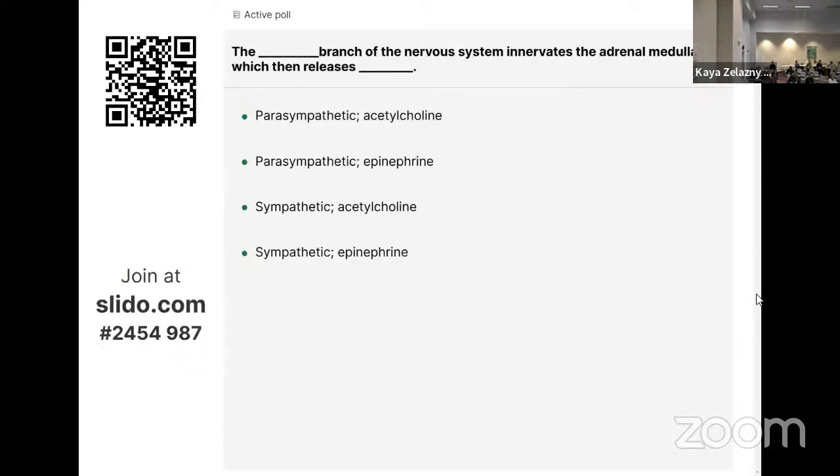Okay. So the question leading us into this next little bit, want to remind me what branch of the nervous system is innervating the adrenal medulla, so that inside part of the adrenal gland. And then what are we releasing from that adrenal medulla?